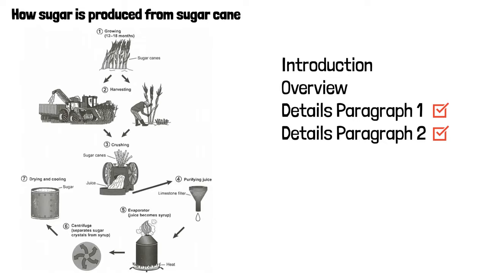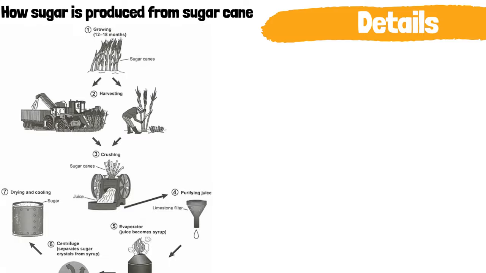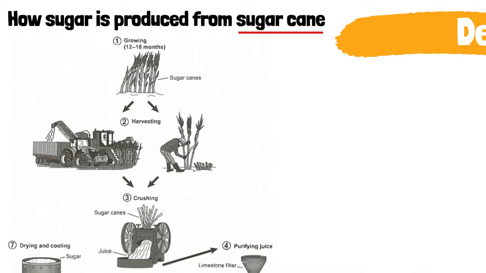Now let's move on to the third and the fourth paragraphs. In these 2 paragraphs, we describe the process in detail. I call them Details Paragraph 1 and Details Paragraph 2. Before we get started with the 2 details paragraphs, I want to talk about why in the title, the singular sugar cane is used, whereas in step 1 and 3, the plural sugar canes is used.